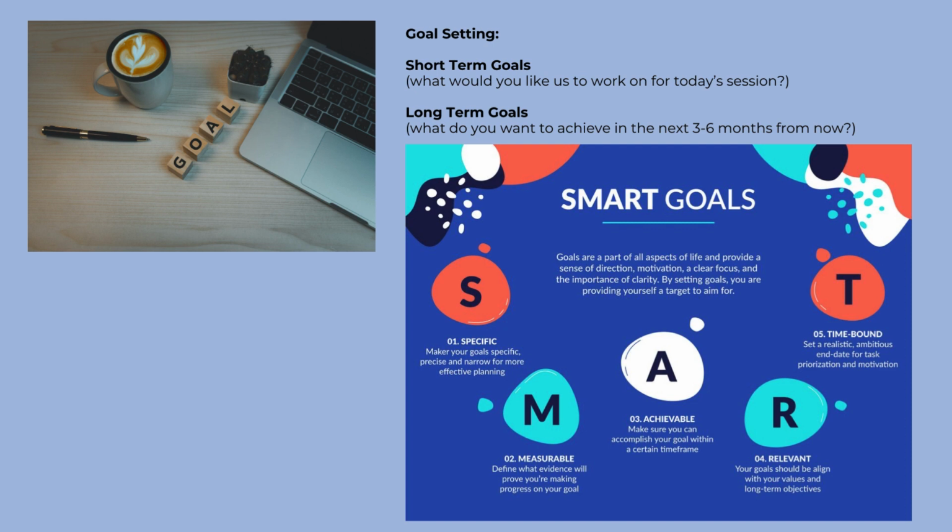So our goal would be to be able to achieve dorsiflexion range of motion up to 10 degrees in the next 2 weeks. So that goal is time bound because it has a time.